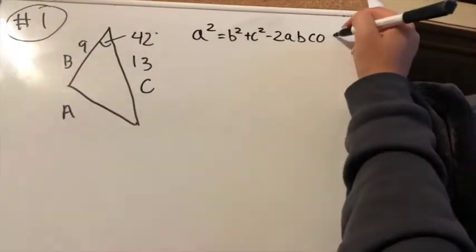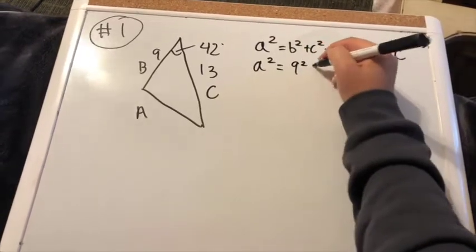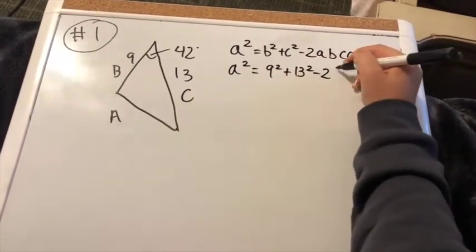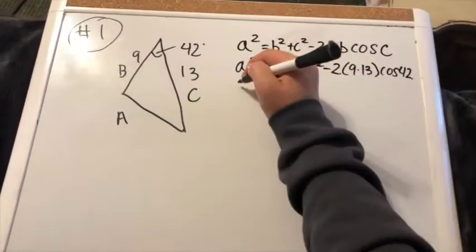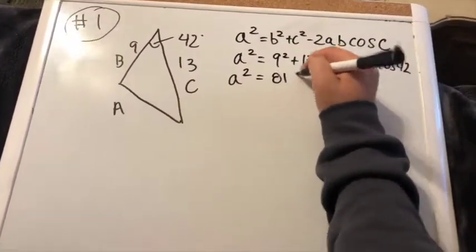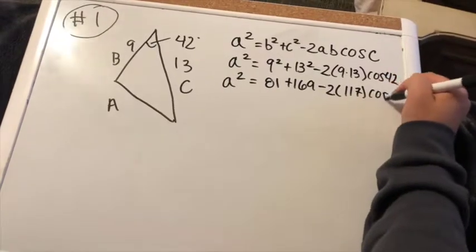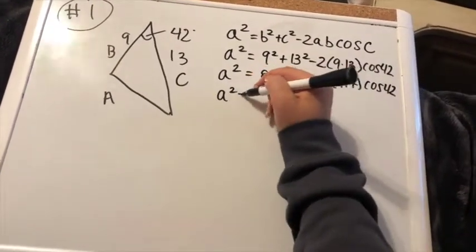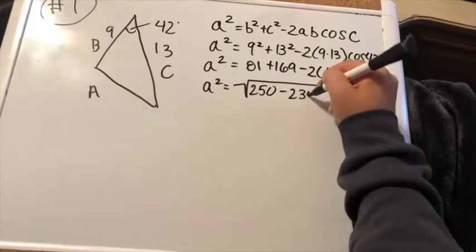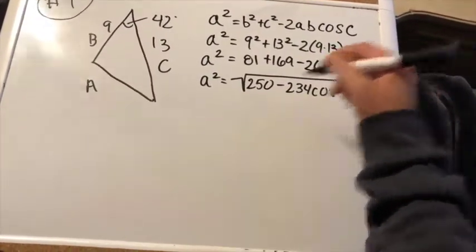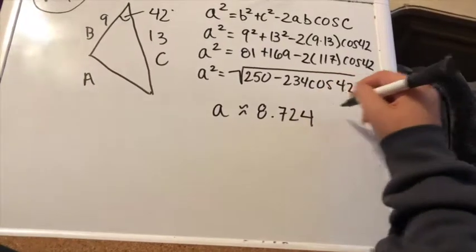Substitute the known values into the equation, so we have x squared equals 9 squared plus 13 squared minus 2 times 9 times 13 cosine 42. And finally, we get x equals 8.7.